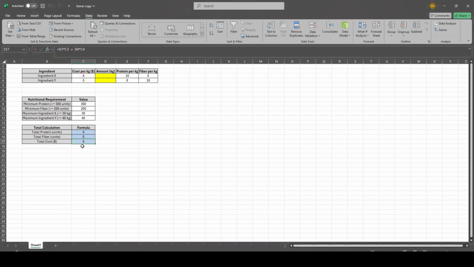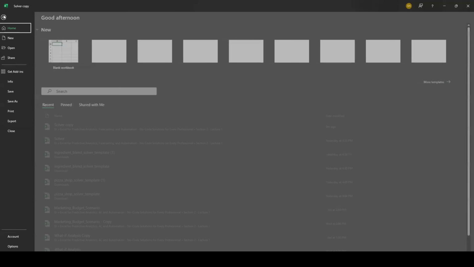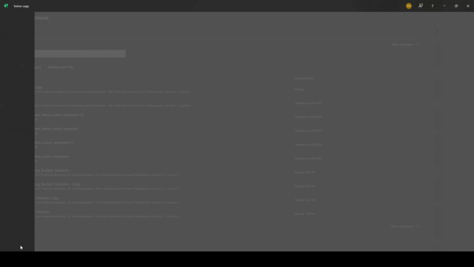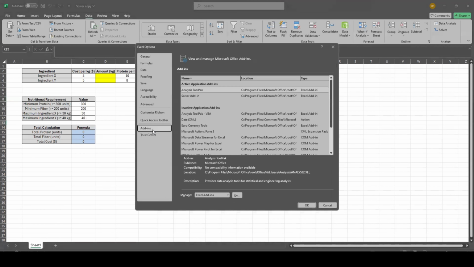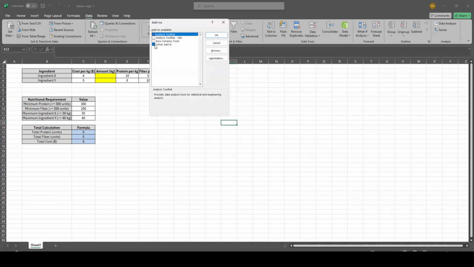So what is our objective? Our objective is to meet these requirements as well as make the cost minimum. So how to do that? First go to Data and then go to Solver. If you don't see Solver here, the way you can bring Solver here is to go to File, go to Options, and then Add-ins. For Excel Add-ins, click Go, then check the Solver add-in, and press OK.